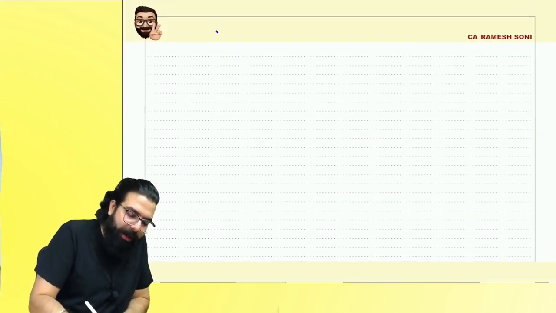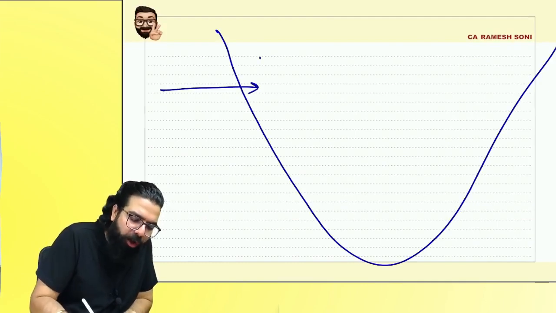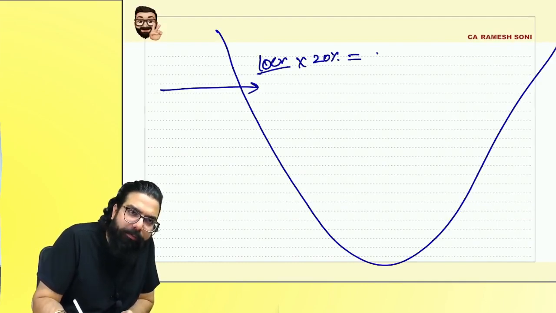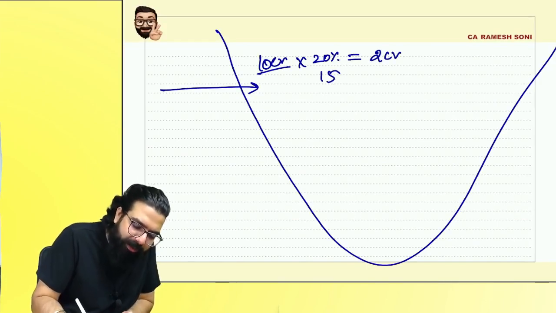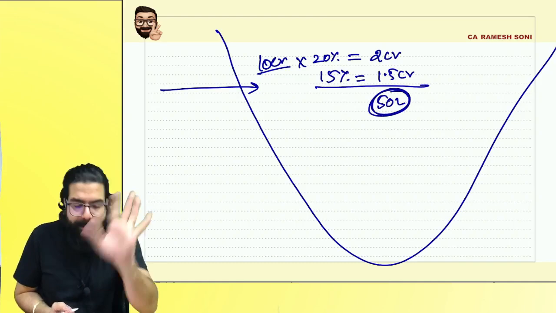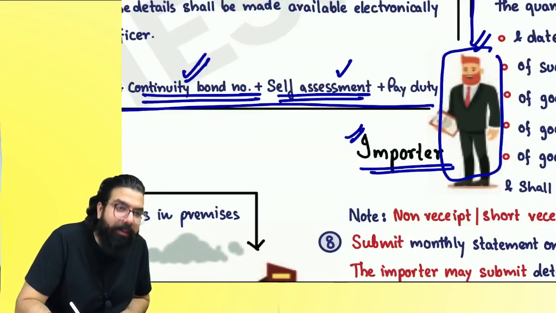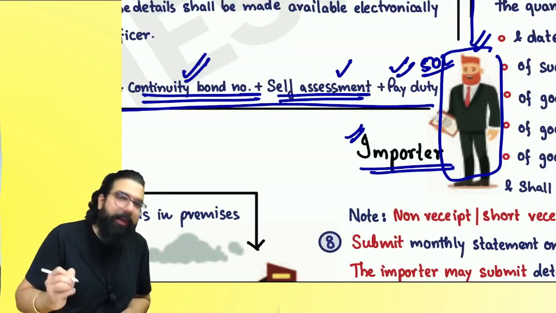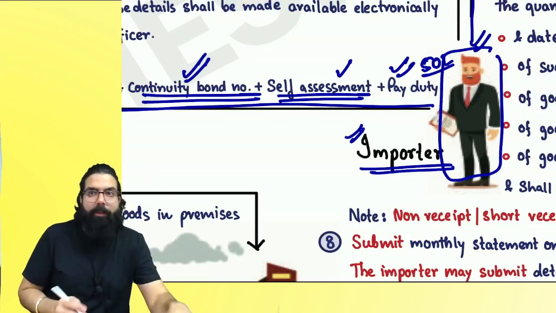Now, for an example, I went ahead and imported goods worth 10 crore only. On 10 crore, 20% duty was how much, everyone? 2 crore. How much is the concession? 1.5 crore. So ultimately, can you tell me how much duty I have to pay? 50 lakhs? So I will have to make the self-assessment at 5%, and I'll have to pay the duty of 50 lakh. Are we clear, everyone? People, listen to me very carefully.